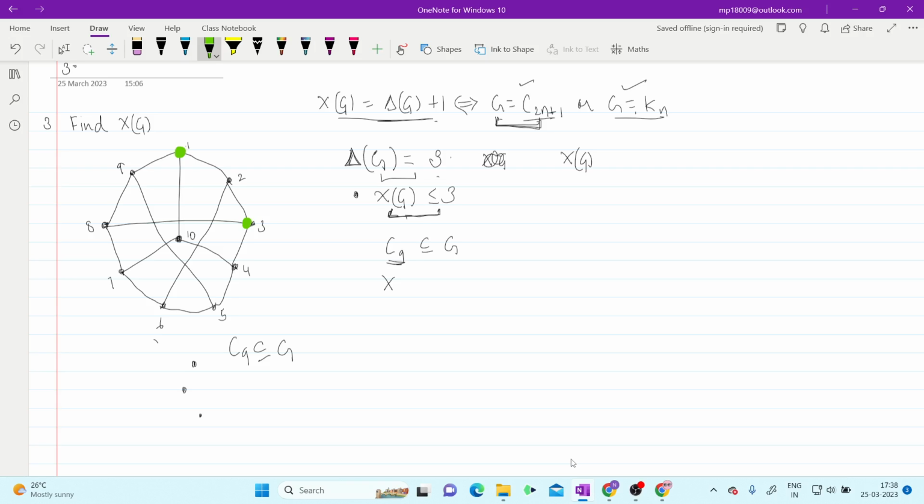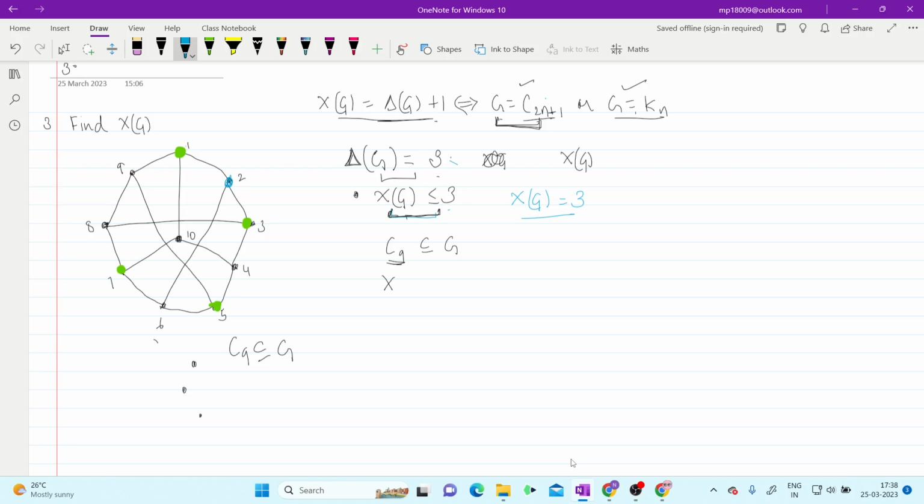We need at least 3 colors to color this graph, and since the chromatic number is less than or equal to 3, the chromatic number will be exactly 3. So without even coloring this graph, we can conclude that the chromatic number is 3 using our previous result.